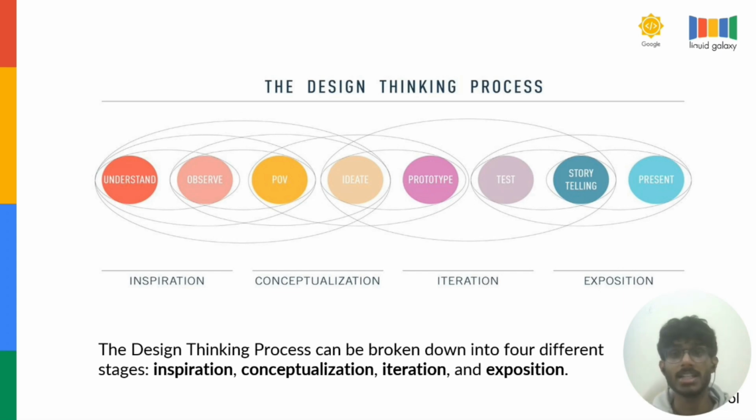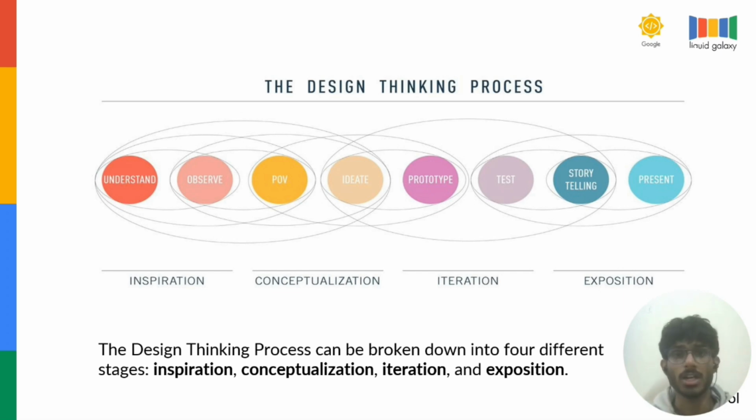Now that we understand the problem, it's time to generate ideas and possible solutions. This is the stage where creativity takes center stage. And the third one is iteration, prototyping and testing. Ideas are great, but they need to be tested. The iteration stage focuses on building prototypes, testing them with users, and refining them based on feedback.